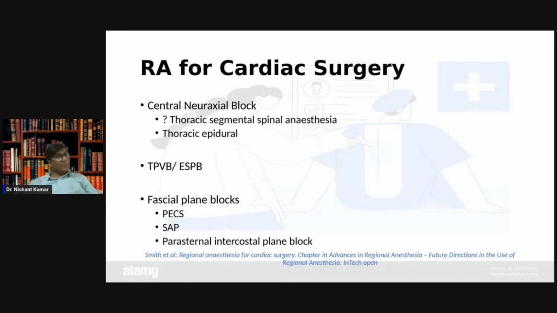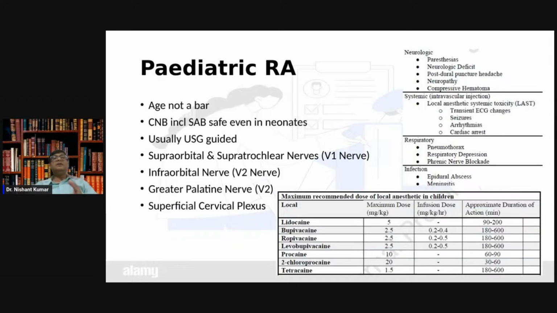So yes, cardiac surgery is not a contraindication for regional block, or rather regional anesthesia is not a contraindication for cardiac surgery. Sorry. Then please remember, age is not a bar for regional anesthesia. Now we are worried about all these complications in the pediatric age group. Don't worry, and we are worried about toxicity.